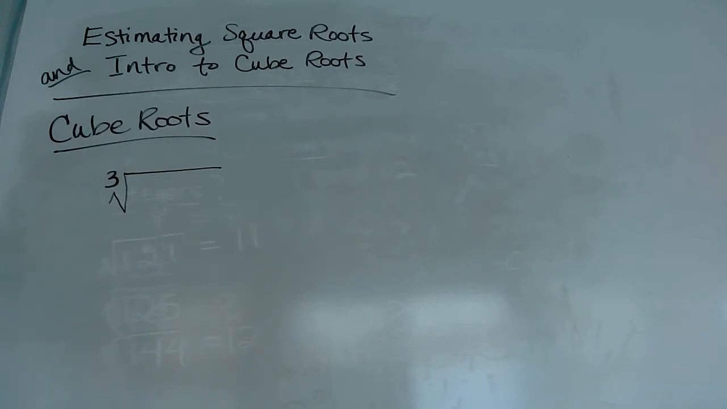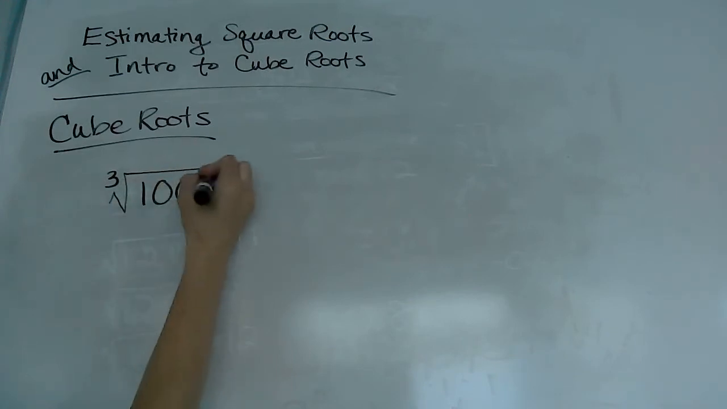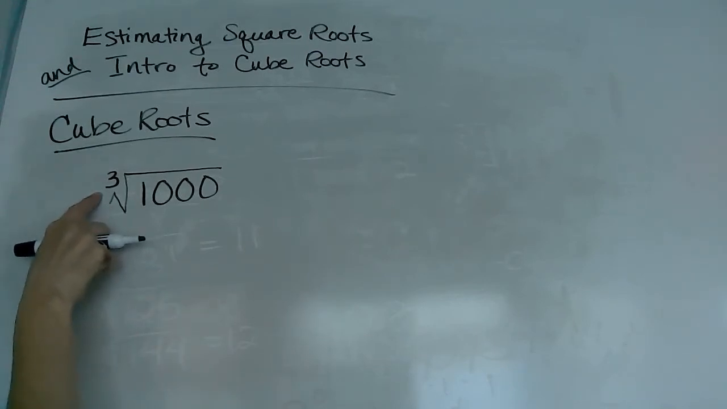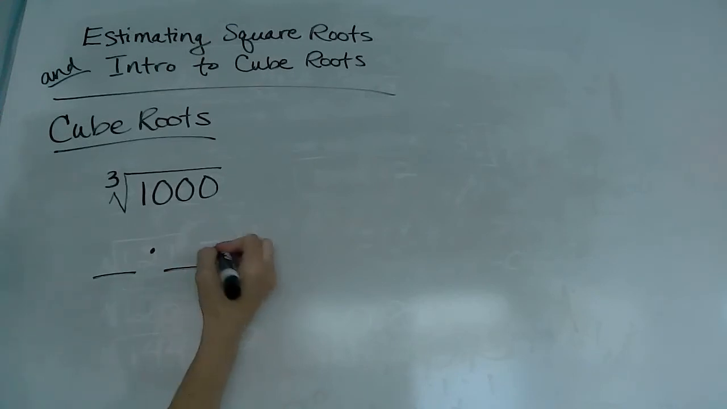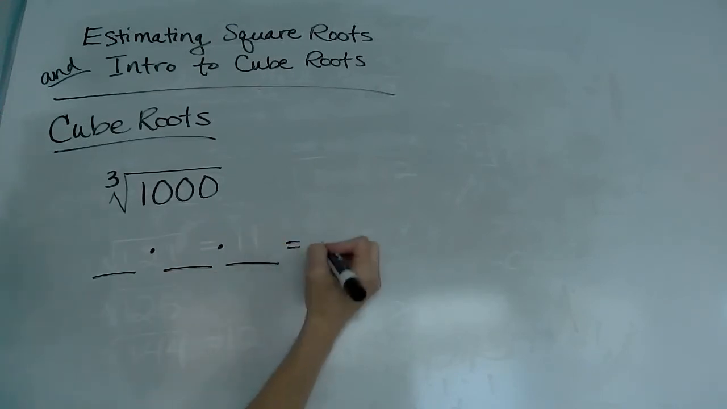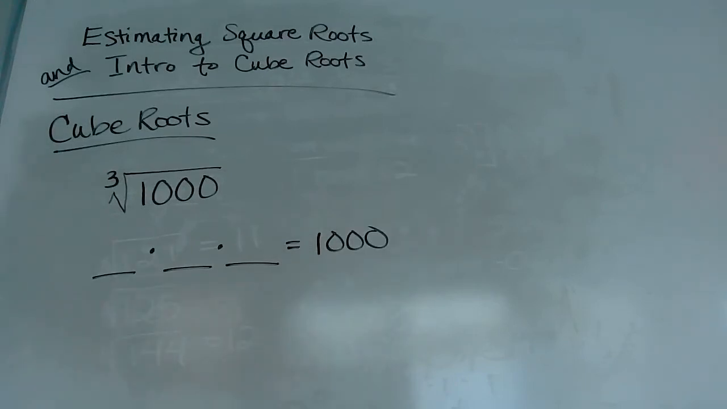So let's say we're looking at a number like 1,000. Seems like a very big number, but don't let that big number scare you. Remember, we're looking for a number that is multiplied by itself 3 times to give us 1,000. So basically, what number would we put in each of these blanks to give us 1,000? Has to be the same number.